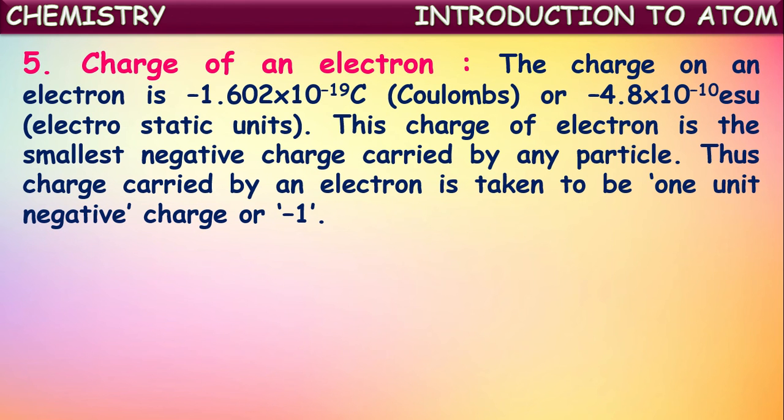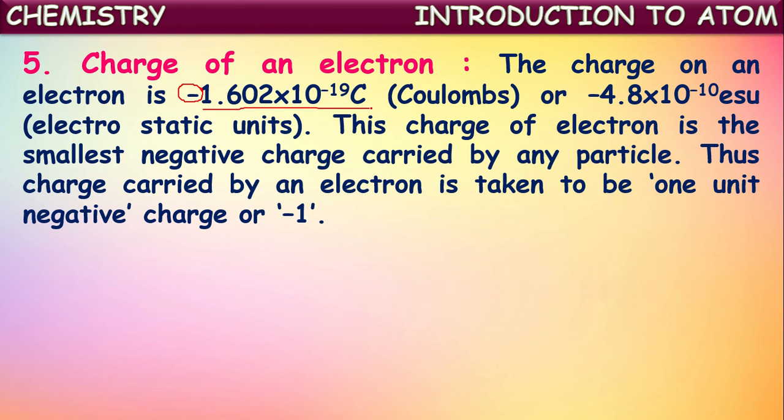Next, charge of an electron or charge of a cathode ray particle. The charge on an electron is quantitatively equal to minus 1.602 into 10 to the power of minus 19 coulombs. The negative symbol indicates the negative charge of the electron. As we said, electrons or cathode rays are negatively charged particles. Each electron carries this much charge, 1.602 into 10 to the power of minus 19 coulombs, which is also equal to minus 4.8 into 10 to the power of minus 10 electrostatic units.